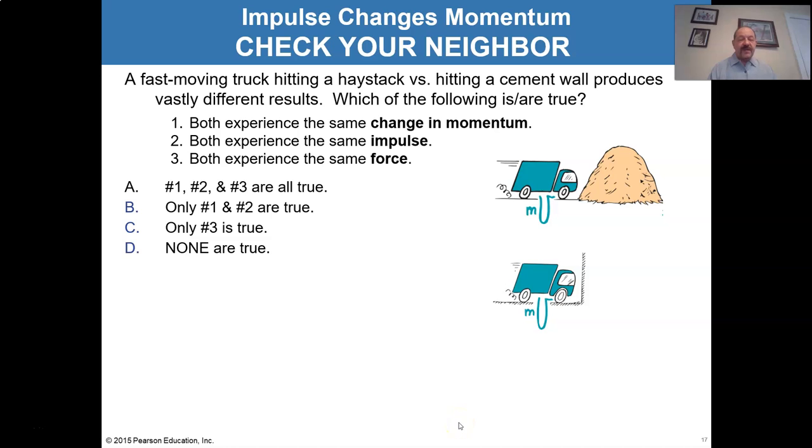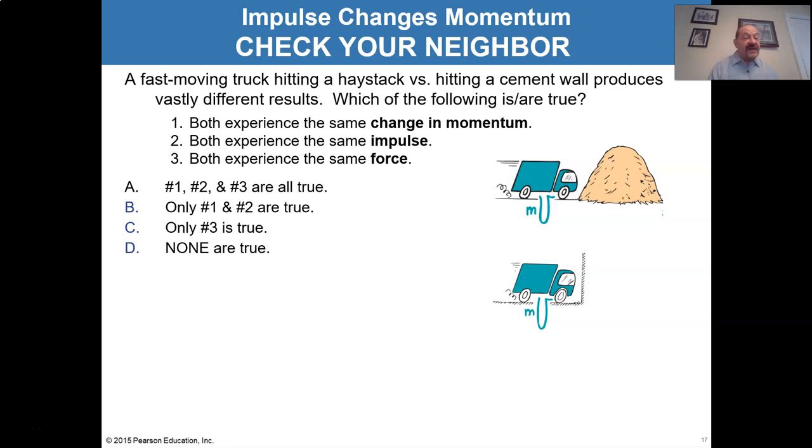Okay. So let's walk through it. The truck is moving at a certain velocity, certain speed, and it has a certain mass in both cases, whether it's hitting the haystack or hitting the wall. And in both cases, it's going to end up with a momentum of 0 because it's going to come to a stop. So they both have exactly the same initial momentum. They both have exactly the same final momentum. Therefore, they both have exactly the same change in momentum. So we know number 1 is true.